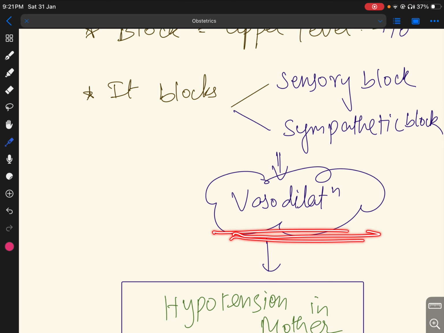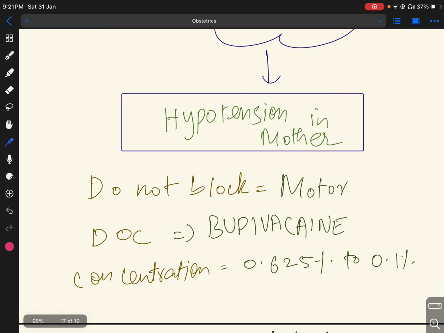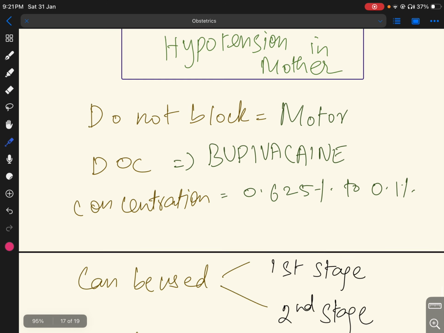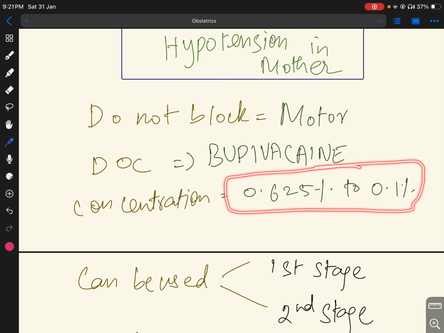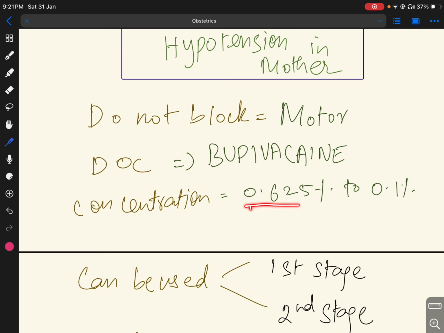There is vasodilatation. Due to this vasodilatation, there is development of hypotension in the mother. It does not block the motor, as I said. Drug of choice is bupivacaine here. The concentration is very important. It should be in the range of 0.0625 to 0.1 percent.